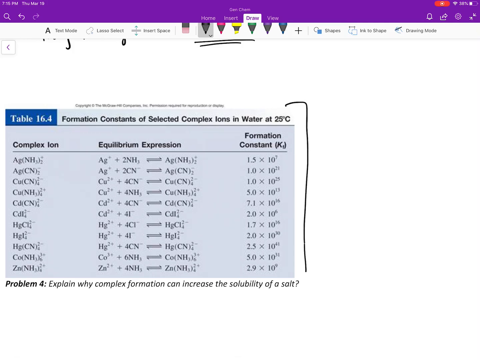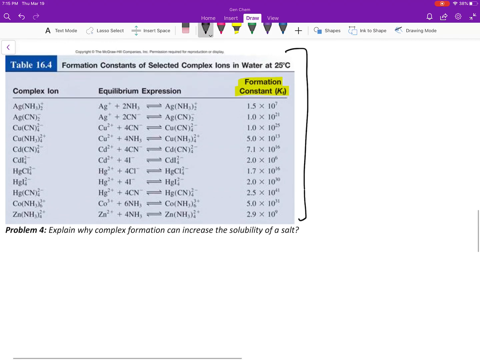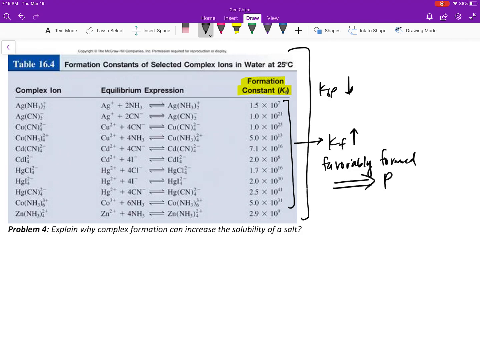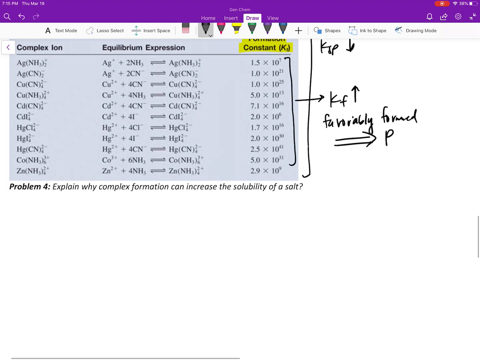So now here is a table of Kf values. Again, not values I would expect you to know or memorize, but values I would expect you to be able to use appropriately. So you can see here, unlike the Ksp values, which were very small numbers, Kf values tend to be much larger, meaning these are favorably formed. Meaning most of these reactions shift very heavily to the right to form products and consume the reactants.